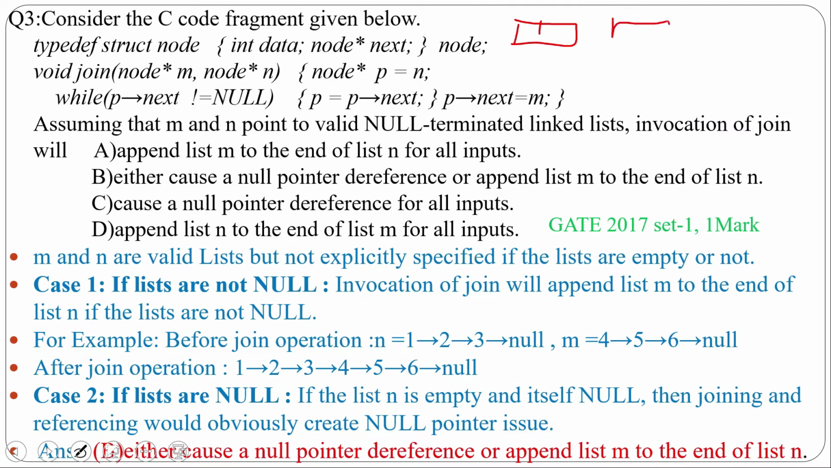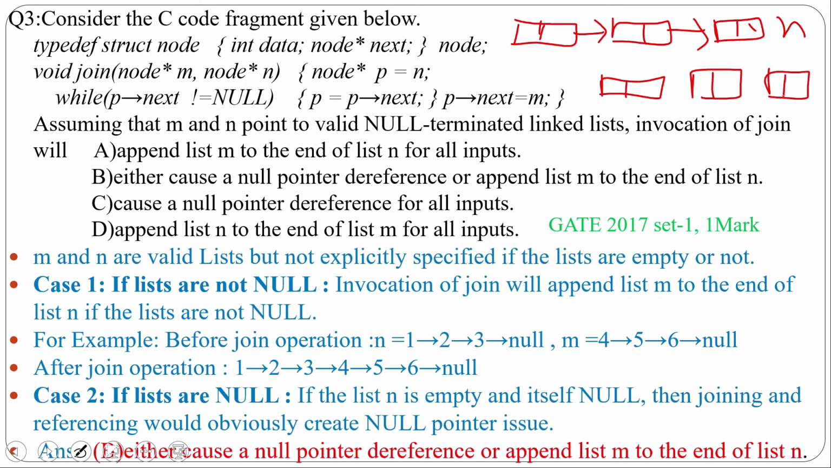Now just see through the example. This is a linked list, here it is n and the last is null. And another linked list is this, this is m. Initially p is here and p next is not equal to null. Then p equal to p next, so p will come here, then p equal to p next, p will come here. Then p next equal to m, so where it was null, it will now point to this. So it just appends the two lists. This is list m, this is list n, and it will just append the two lists.